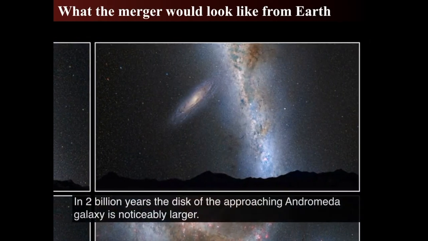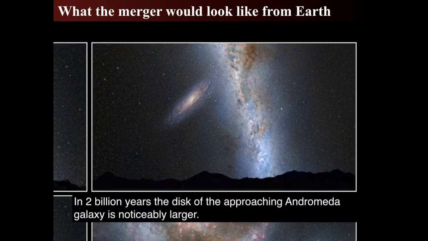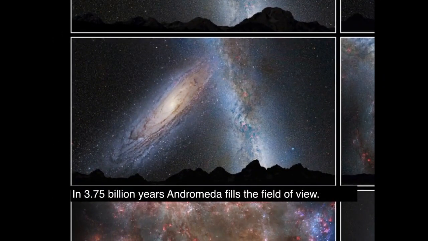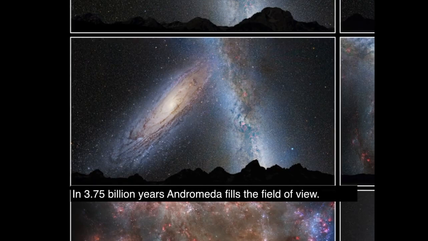And then in about 2 billion years, the Andromeda Galaxy will be enormous. It'll be much larger than the moon in the sky. It will be quite a picture in 2 billion years. In about 4 billion years, it will span most of the night sky. And when the Andromeda rises in the sky, it will be an astonishing view.